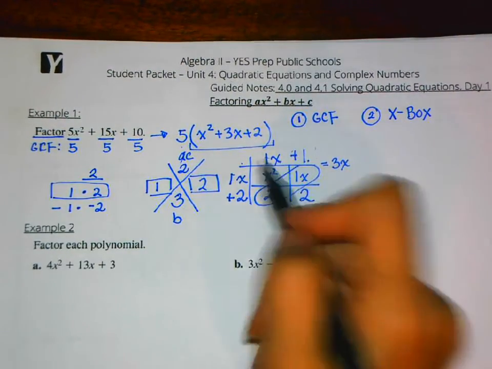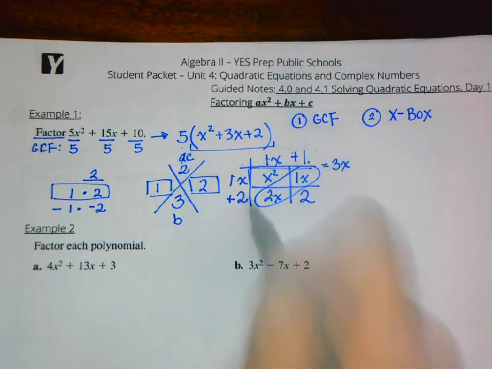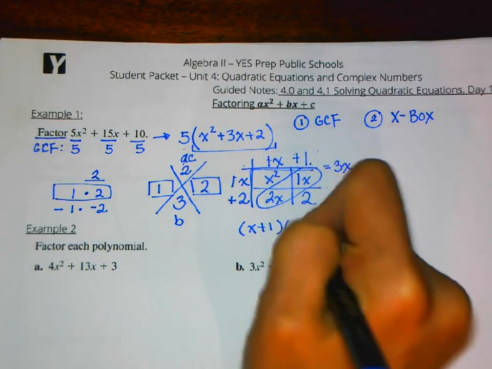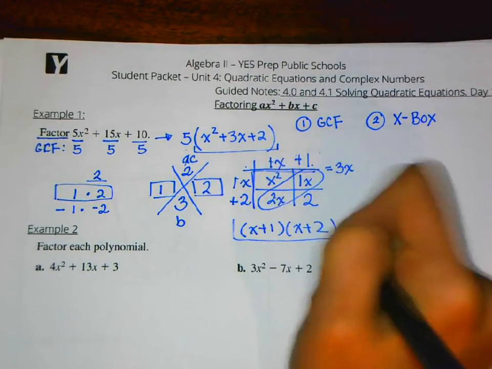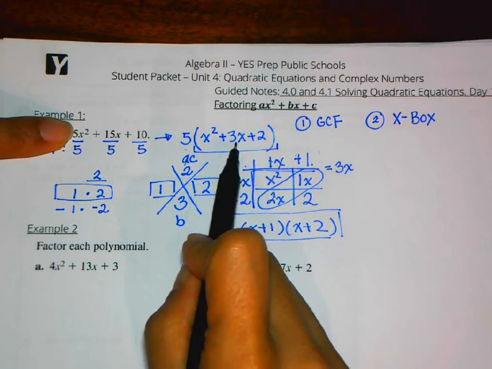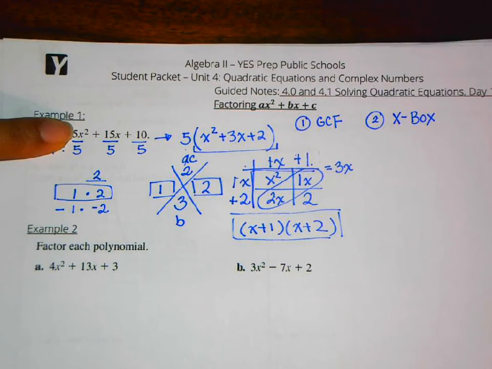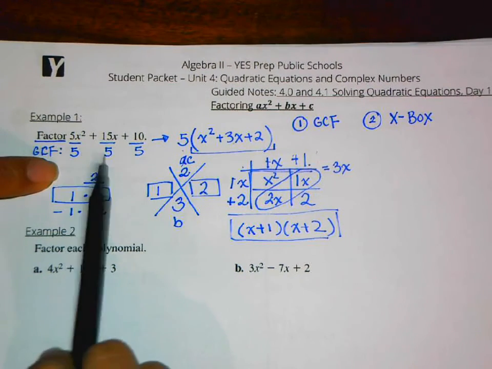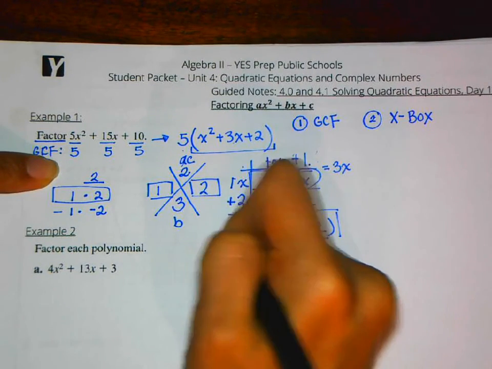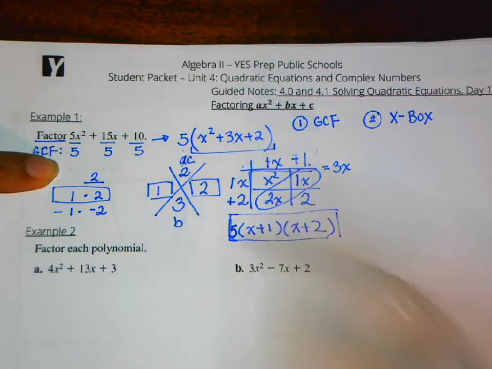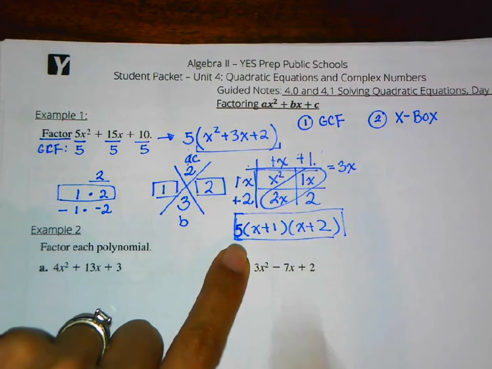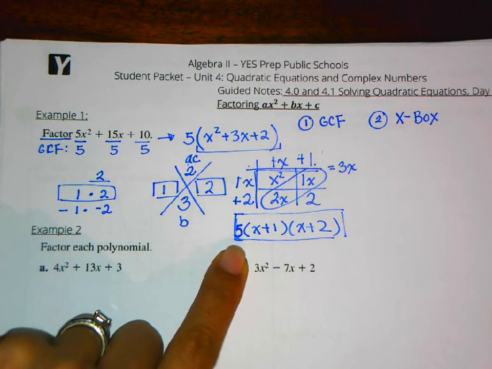Now I have found the length and the width of this box, which is x plus 1 times x plus 2. And this is the factor of x squared plus 3x plus 2. What I've forgotten was I have divided out a 5 at the beginning. So I need to make sure that I put that 5 right back in the front of my factor. So my final answer is 5 times x plus 1 times x plus 2.